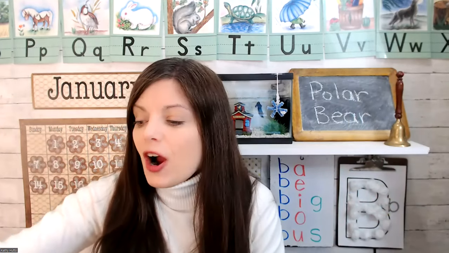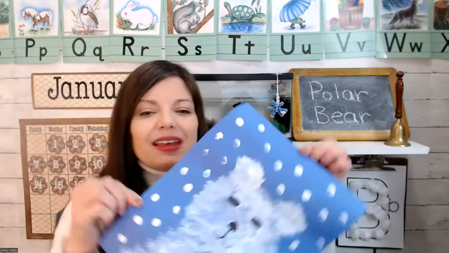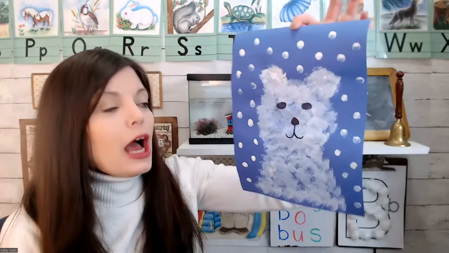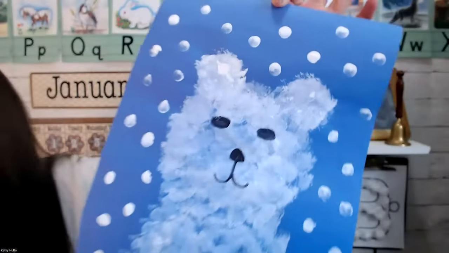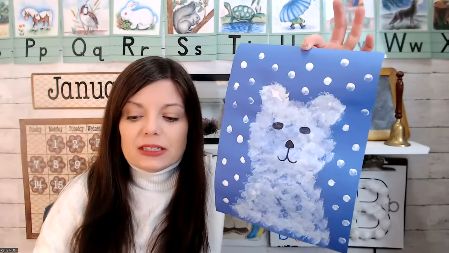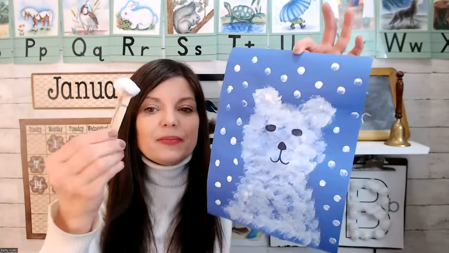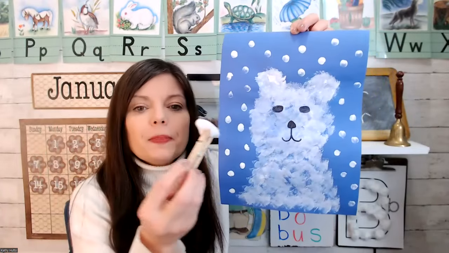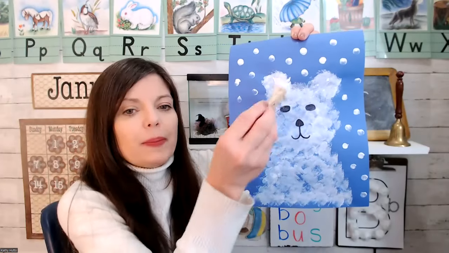Well, it is time for art, and I want to show you what we made for art today. For art today, we're making a blot painting. So here's what you need to do. You need to take a cotton ball, and you can dip it into some white paint. And if you don't want to get your fingers all messy, you can clip it with a clothespin. Dip it into the paint and you're going to blot it on the paper.